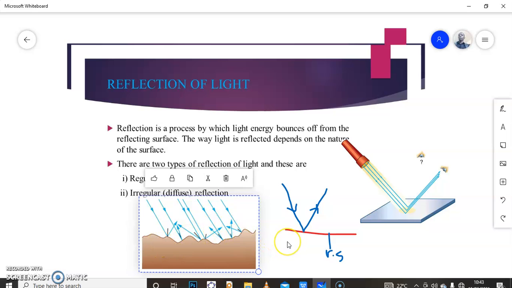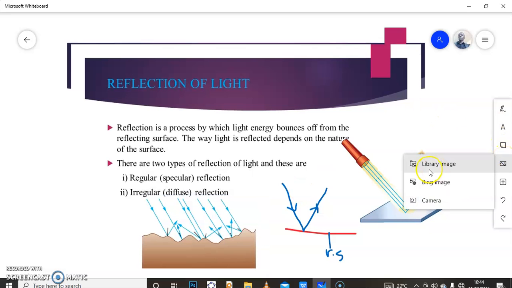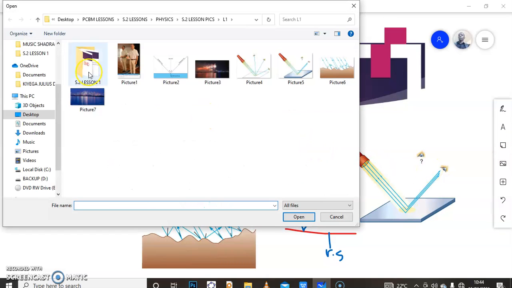So we have two types of reflection. We have the regular reflection, where the parallel beam of light falls on a smooth surface and it is reflected as a parallel beam. And then we have the irregular or diffuse reflection, whereby the parallel beam of light falls on a rough surface, and then it is reflected in different directions. So those are the two types of reflection we have. Remember, we have regular and irregular. You need to understand the definition, so that takes us to another slide.